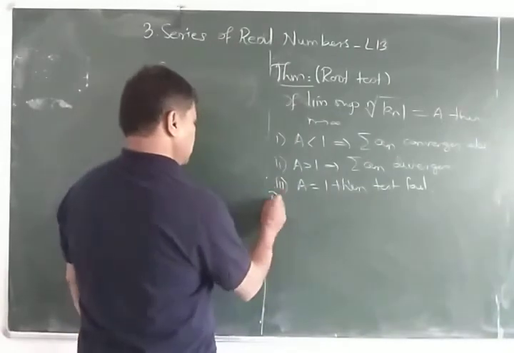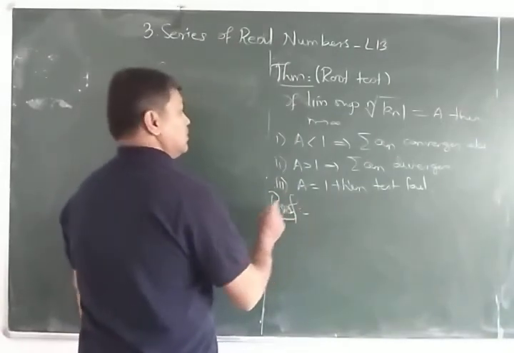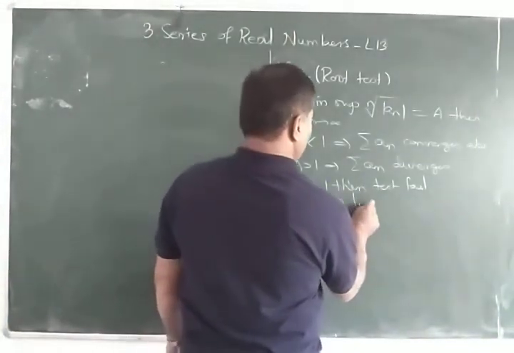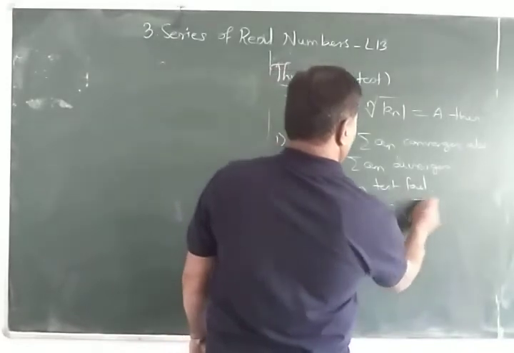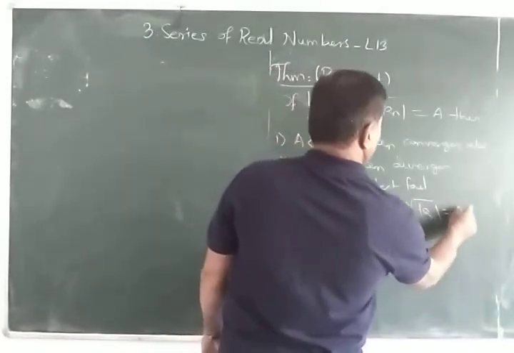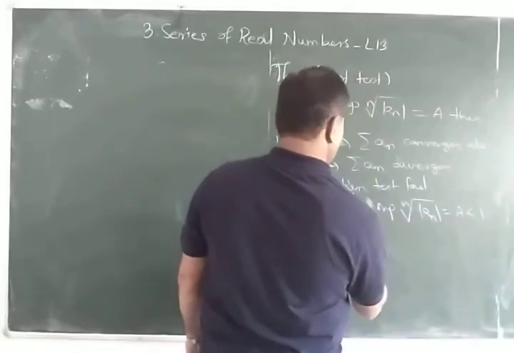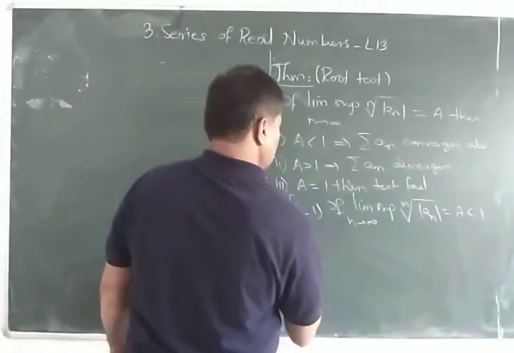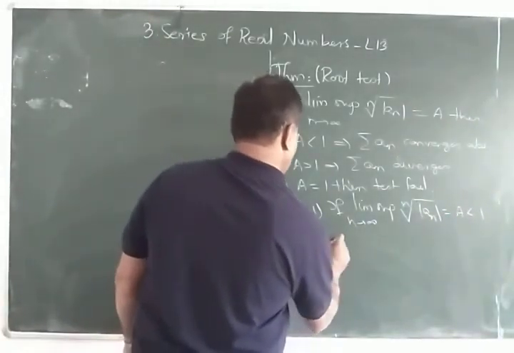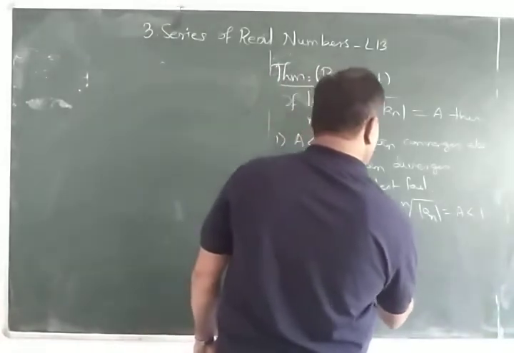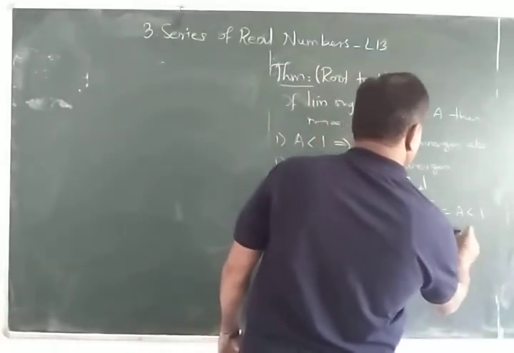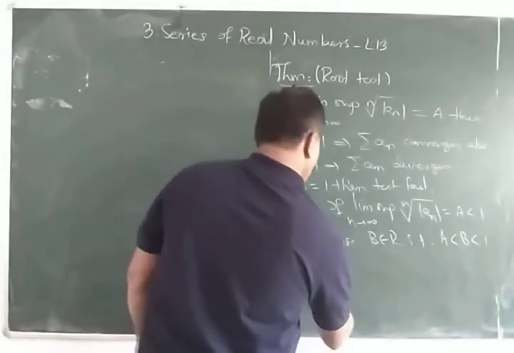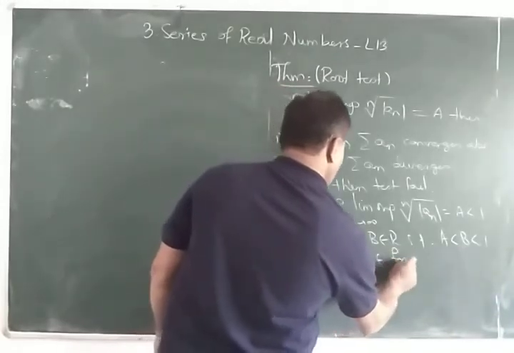So the proof of this is very simple. First, if the lim sup of the nth root of mod a_n is equal to a less than 1, then choose b belongs to R such that a is less than b less than 1. Then b is equal to a plus epsilon for some epsilon greater than 0.